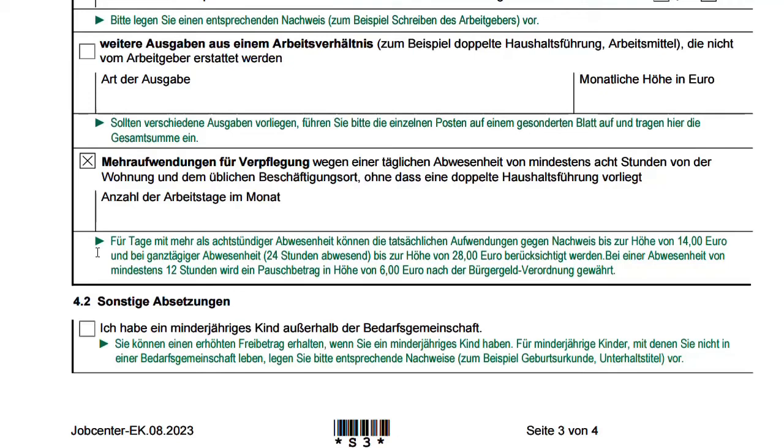If he or she is absent for a minimum of 12 hours from his or her home, a lump sum of 6 euros is granted by the job center to him or her. Part 4.2 is about the other deductions. If this person has a child which is not living with him or her in the family, you mark here with a cross. It is worth mentioning that this person can get an increased allowance or Freibetrag if he or she has a minor child.